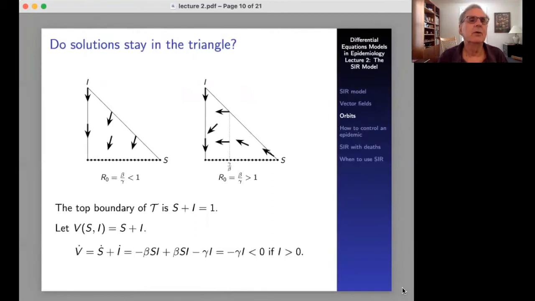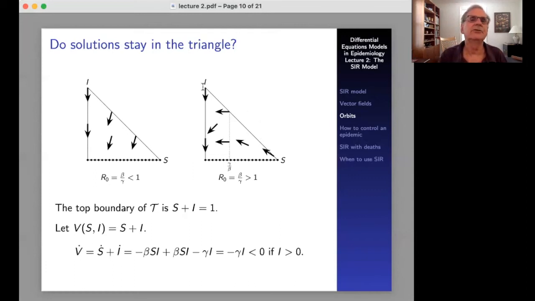Let's ask one more question about our vector field in the triangle. If a solution starts in the triangle, does it stay in the triangle? Well, it's certainly better if it does. If a solution left the triangle, like through here, then S plus I would become greater than 1, R would become negative, and that would be very bad. We don't want that to happen. This is just a check that we have a good model.